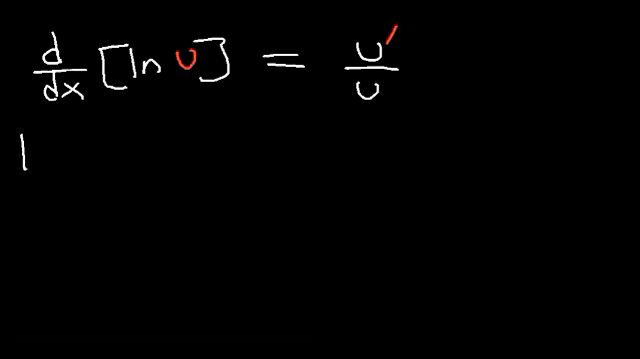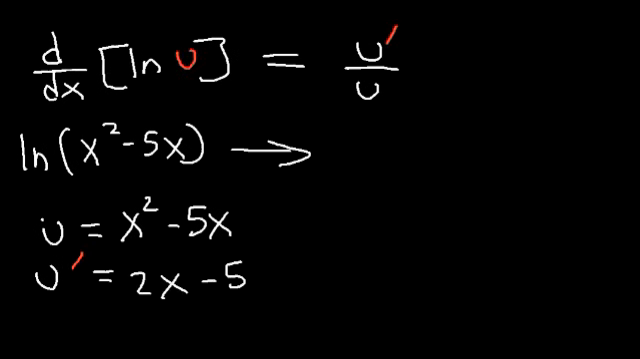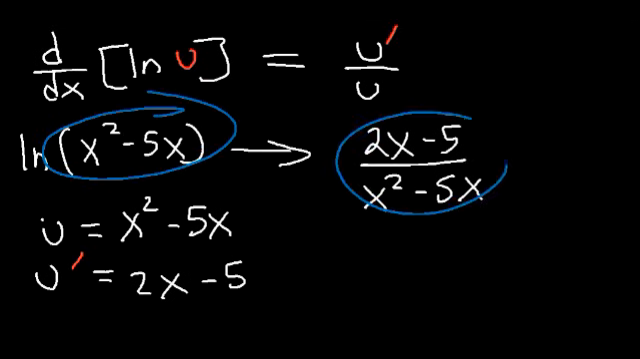So for example, let's say we have the function ln(x squared minus 5x), and we wish to find the derivative. So the u variable is equal to what you see inside, which is x squared minus 5x. So u prime is the derivative of what's inside, the derivative of x squared minus 5x, which is 2x minus 5. So using the formula u prime over u, it's 2x minus 5 divided by x squared minus 5x. And so that's how you can find the derivative of ln(x squared minus 5x). Here it is.